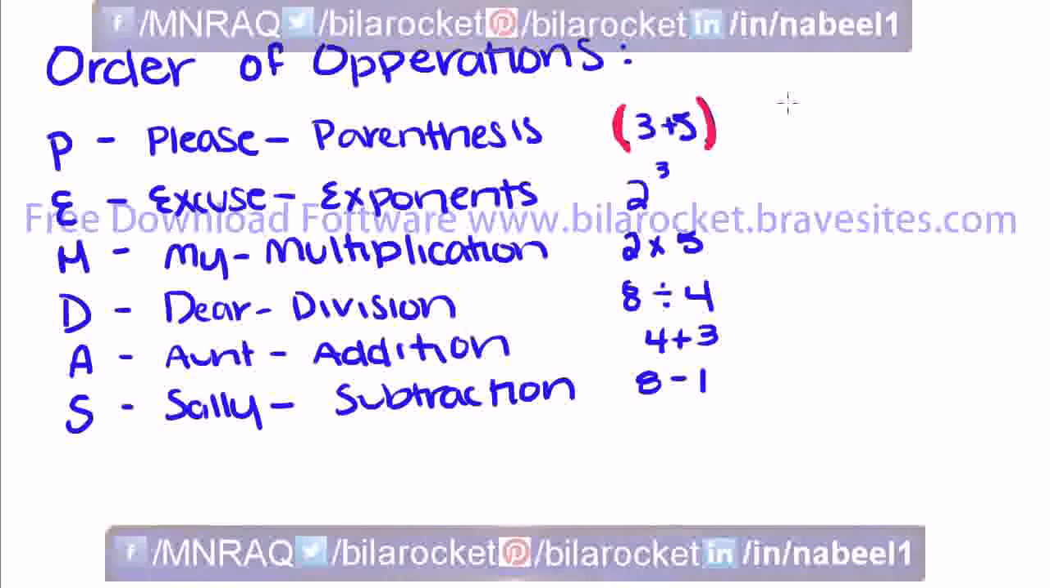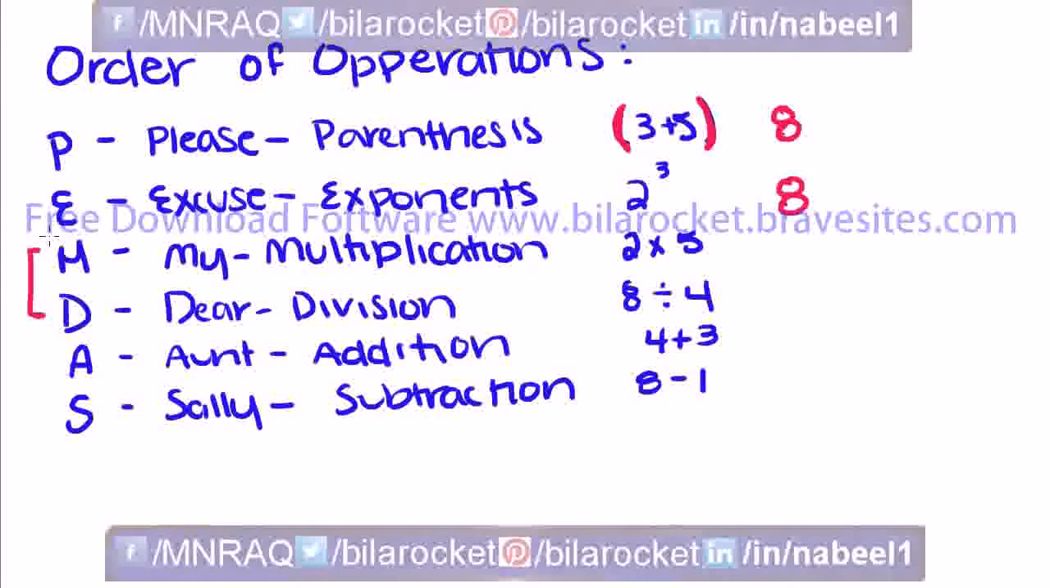So 3 plus 5 is 8. And then E, excuse, which deals with exponents, where we would solve this second. So 2 to the third is 8. Then multiplication and division, which go together. Multiplication isn't always before division.